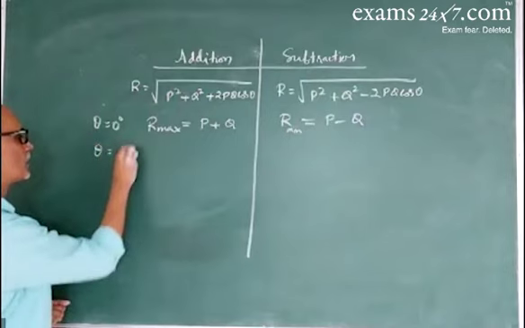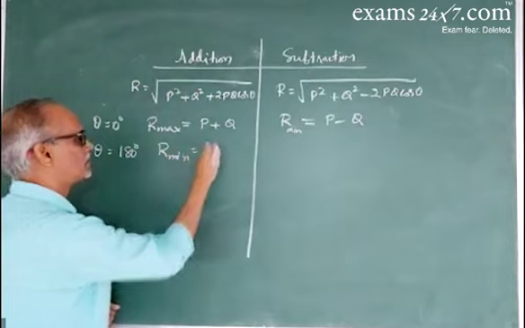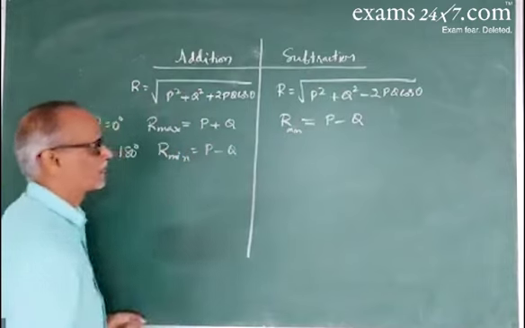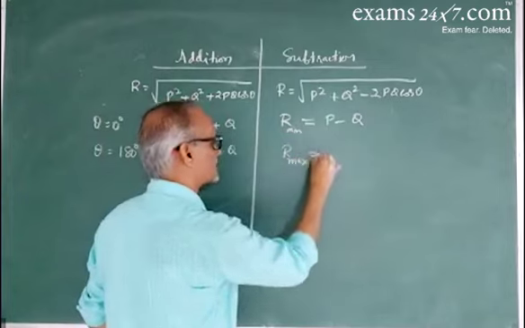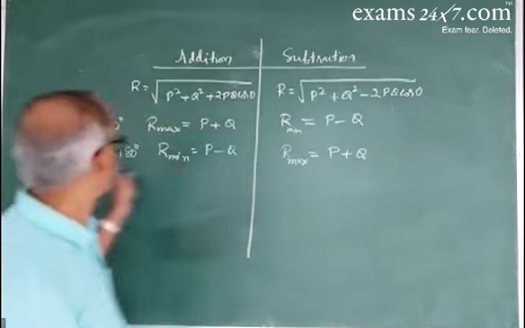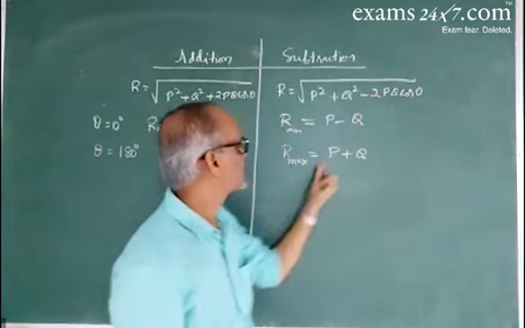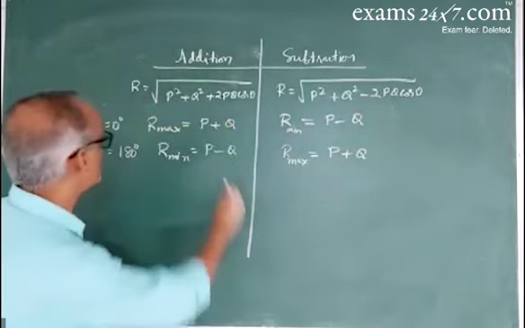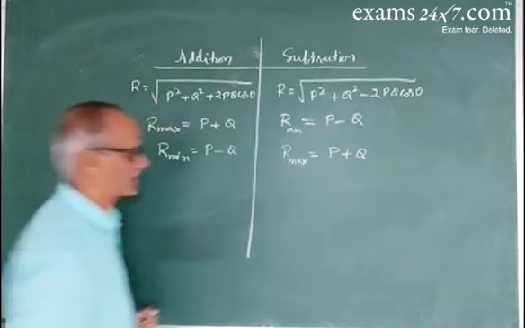When theta is equal to 180 degree, the addition will give you the minimum resultant, which is P minus Q. Whereas the resultant is maximum when we subtract the two vectors, because cos 180 is minus 1, minus of minus becomes plus, and you'll get it. So you can see the relation is exactly opposite when we add as well as when we subtract the vectors.